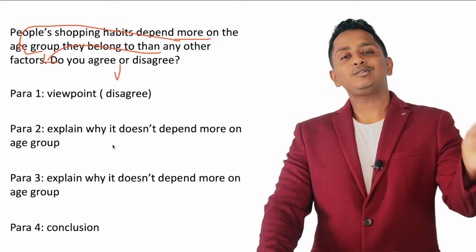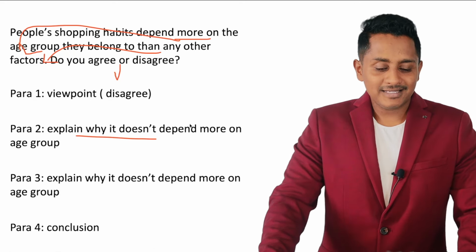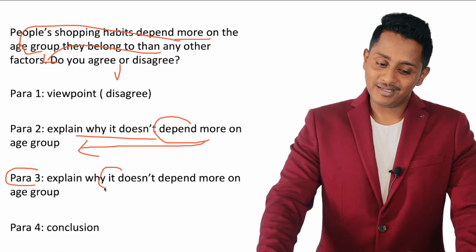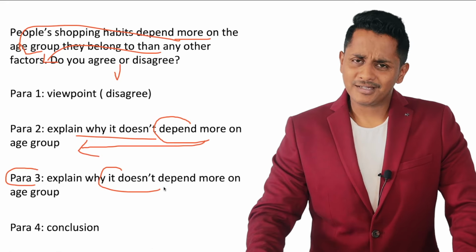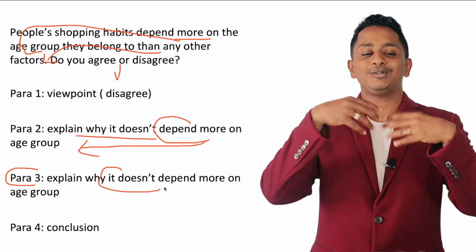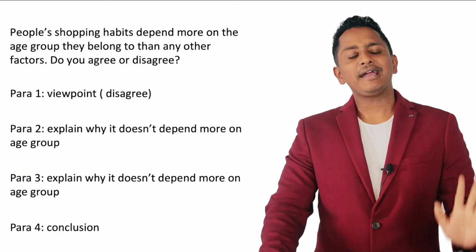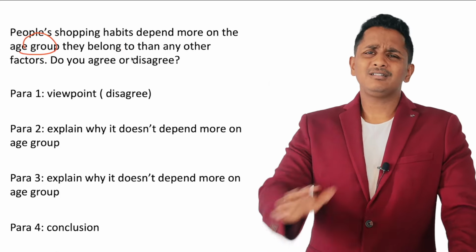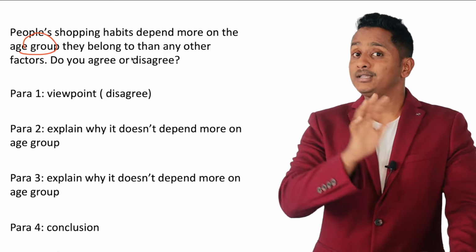I disagree that people's shopping habits depend more on the age group than other factors. Explain why it doesn't depend more on the age group. Paragraph 3 also explain why it doesn't depend more on the age group, and it depends on other factors. So basically, when you disagree or agree, you are going to disagree or agree for the entire question. This people don't. They only talk about different factors. When you disagree that it doesn't depend more on the age group, rather, there are other factors that equally contribute. Rather, there are other factors that contribute more than the age group.